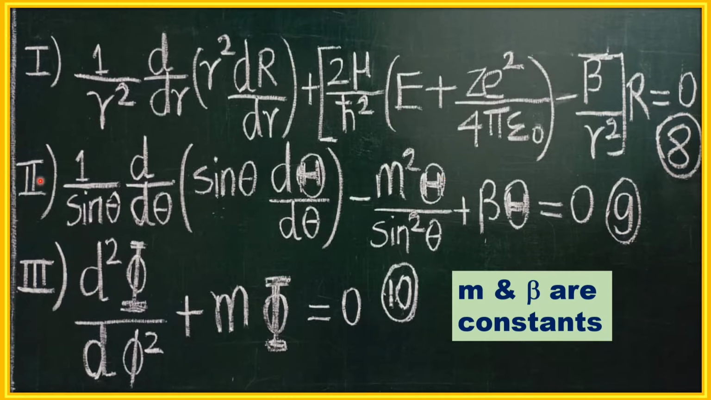The equations 2 and 3 are similar to the rigid rotator theta and phi equations. So, if you have studied the rigid rotator problem, you have studied half of the hydrogen atom problem.